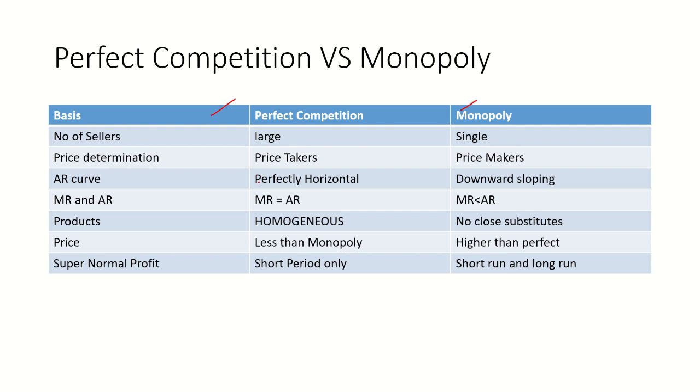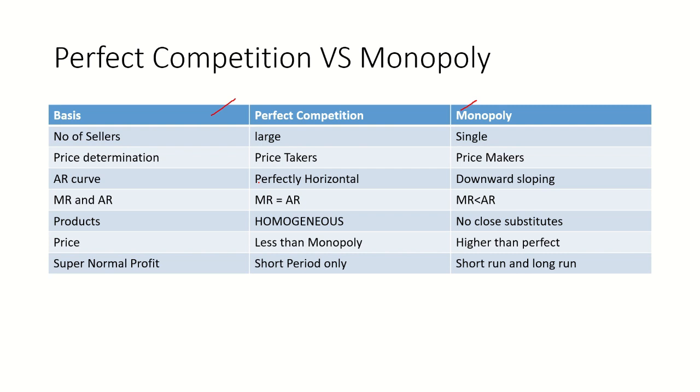Okay. And in the case of products, in the perfect competition market the products are homogeneous, and in the monopoly there are no close substitutes. Sorry. And regarding the price, in the perfect competition market it is always less than the monopoly, but in the monopoly it should be always higher than the perfect competition. And in the perfect competition market, firms enjoy the supernormal profit only in the short period, but in the monopoly they always enjoy the supernormal profit.